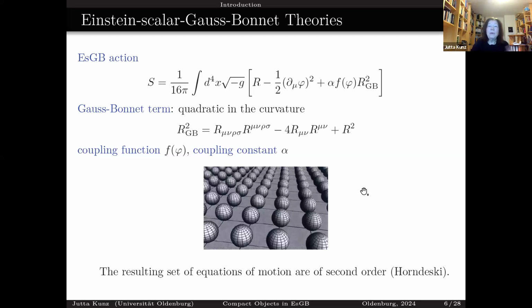And there are no ghosts, so it's a pretty nice setting in which to do investigations, and we try to constrain this coupling constant for a given coupling function.